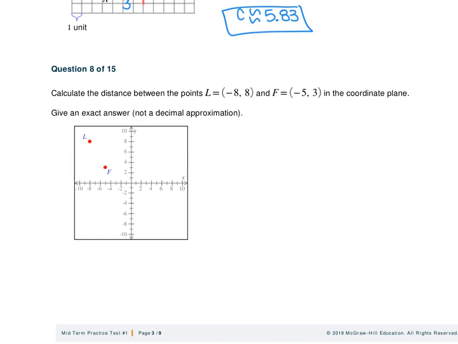So question 8 here asks us to calculate the distance between points L and points F, and it gives us those ordered pairs there. If it gives you the ordered pair, go ahead and use the distance formula. So I'm going to call this x1, y1 because it's my first point. Remember, that's my x coordinate and my y coordinate on my first point. And then my second point I'm going to call x2, y2. My distance formula again is as follows, and you will have this on your formula sheet.